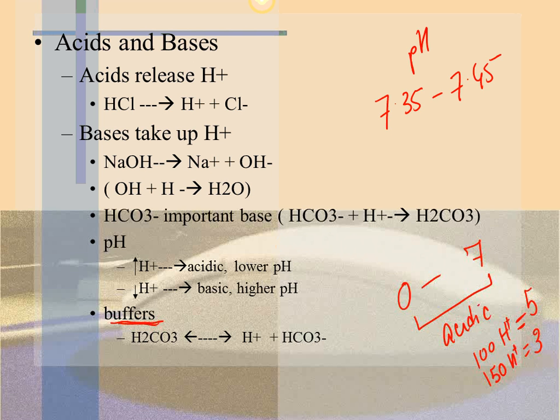The lower the number of hydrogen ions, the more basic or alkaline your pH, which means a higher pH number. So from 7 upwards, let's say 7 to 14, we say this is basic or alkaline.